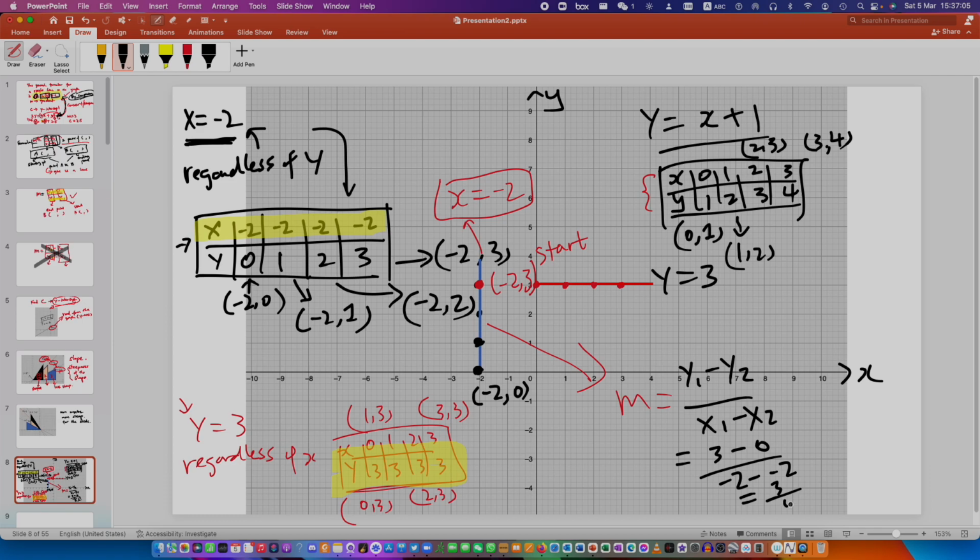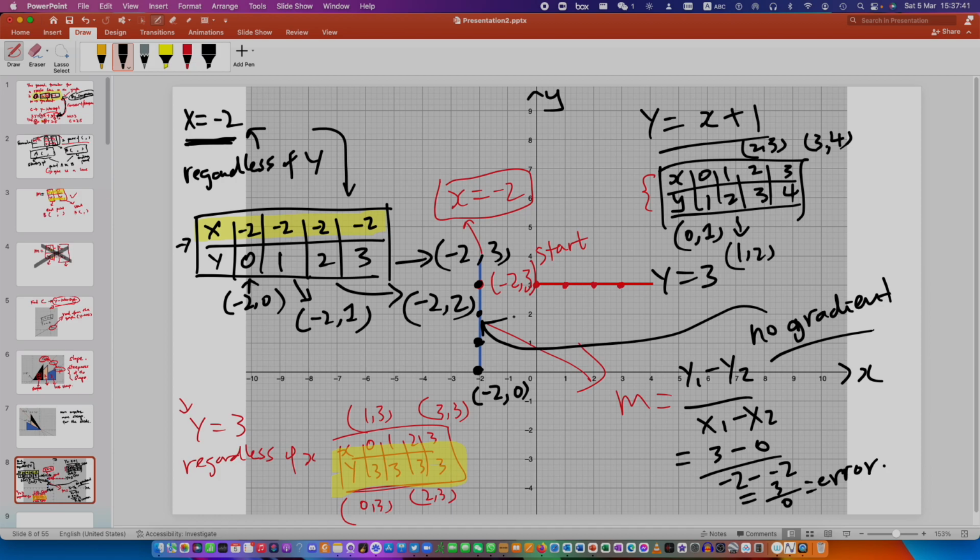Can you use your calculator? Can you use 3 divided by 0? No. Try. What is it? Error. Okay, good. So error. So what this means? No solution. No gradient. So the answer is there's no gradient for this line. Okay? No gradient also is an answer.